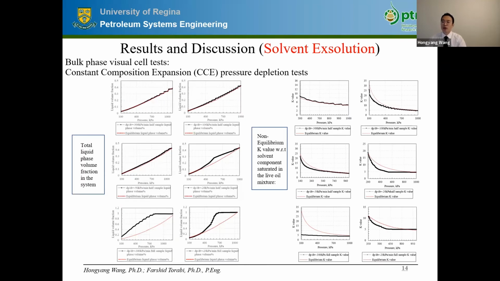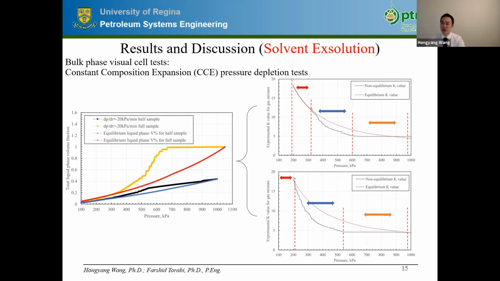Okay, so here is a brief introduction of the results for the bulk phase visual cell CCE tests. The two most important parameters we achieve are the total liquid phase volume fraction in the closed system, as well as the non-equilibrium K value that is calculated based upon this total liquid phase volume fraction. These two parameters will be used mainly for the history matching, and they will be history matched as the main target.